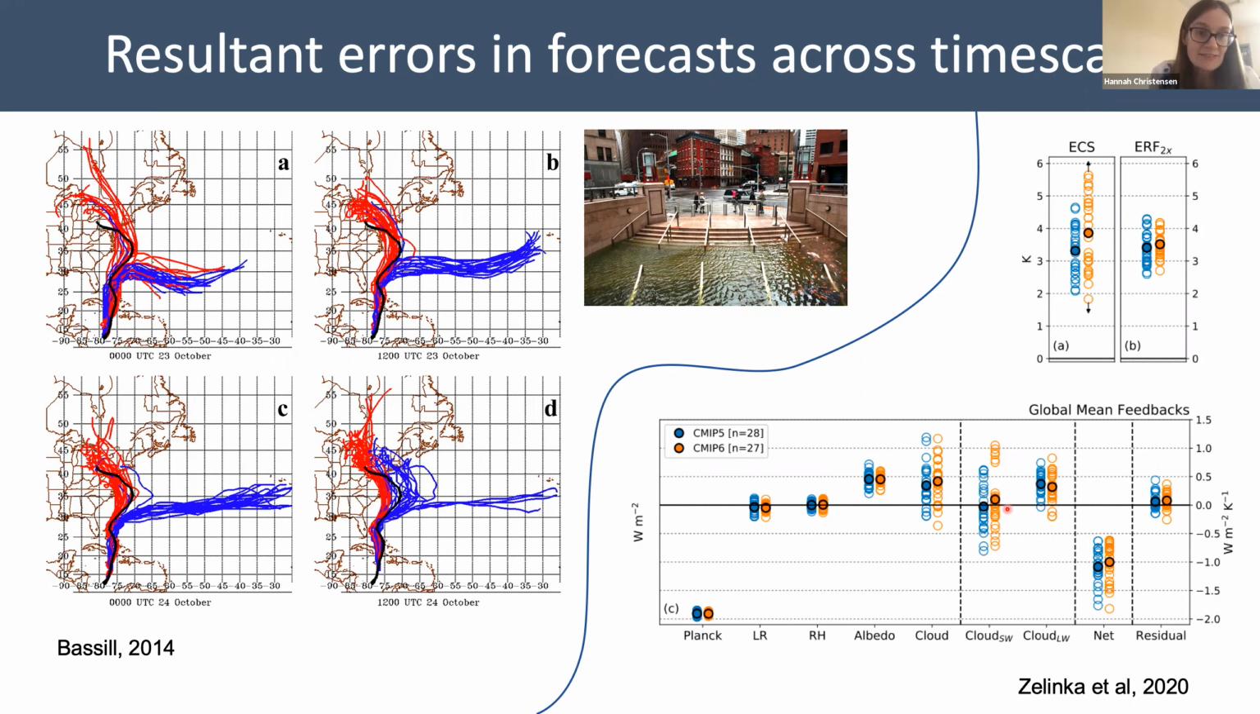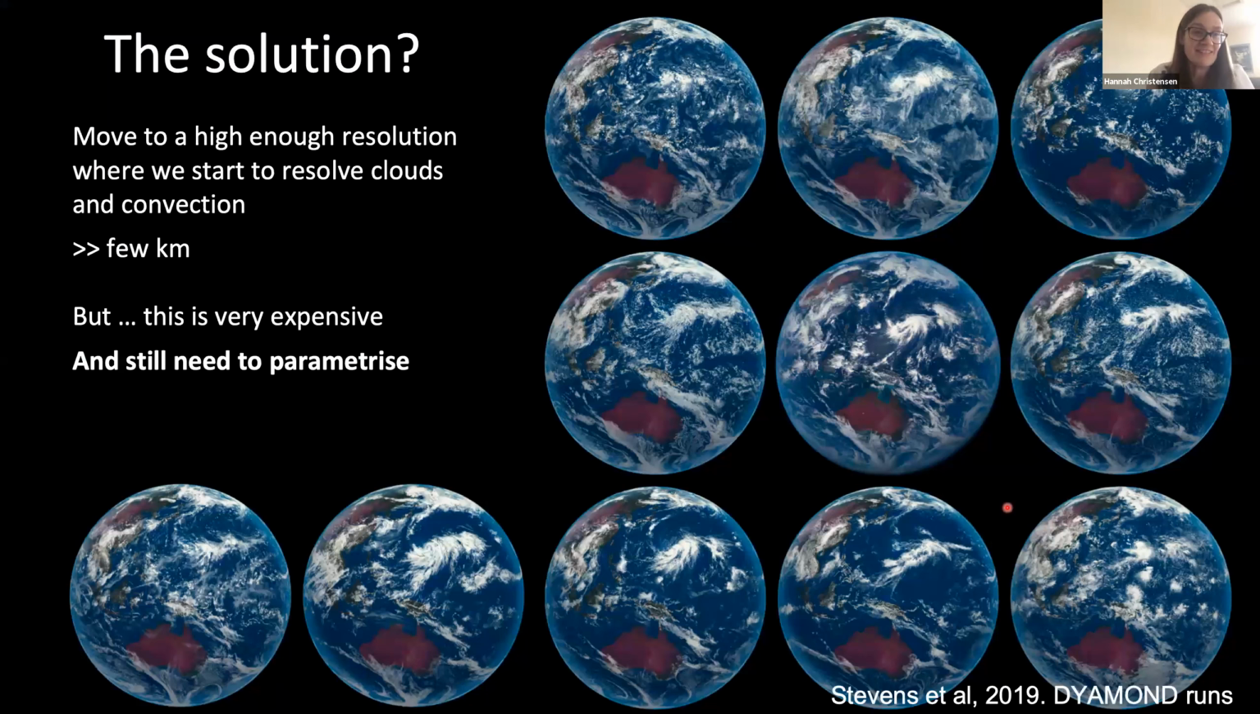So what on earth can we do to overcome this problem? Well, perhaps one solution is a brute force approach. Let's just move to a high enough resolution where we start to resolve clouds and convection. So here I'm showing results from this set of runs called the DYAMOND simulations, which were documented in this paper by Bjorn Stevens and co-authors in 2019. And here I'm showing simulated satellite images from 10 models that are run at a resolution of just a couple of kilometers, and one real satellite image.